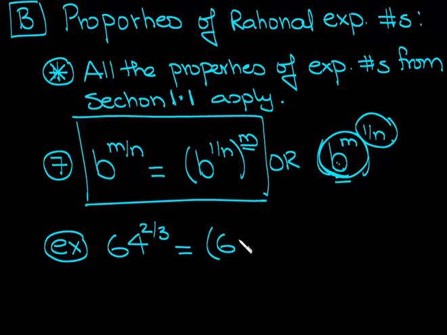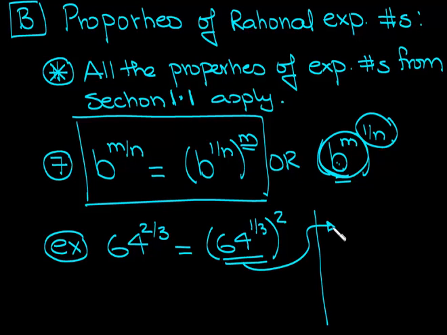We first take 64 raised to 1/3 and then square it. So let's just do this on the side here. I want to find a number that, when I raise it to 3, I'm going to get 64. And the number happens to be 4, because 4 cubed is 64.